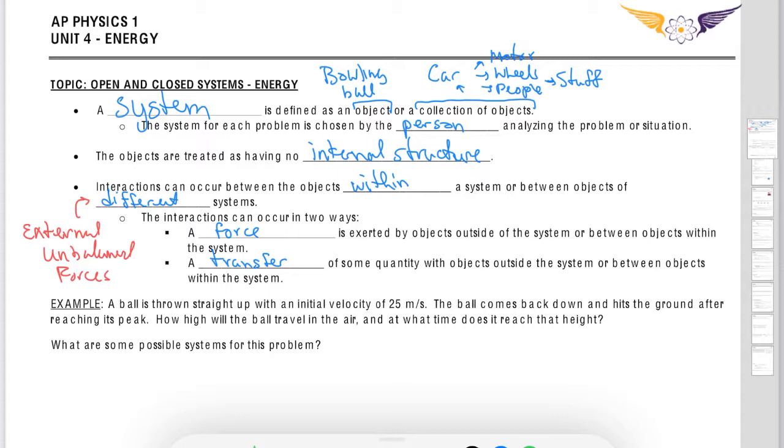Now, when we talk about force, this was unit 2. And when we talk about this transfer of a quantity, this is unit 4. And I wanted to actually write something right there. These transfers are where we're going to focus here in unit 4. And that quantity that we're going to transfer is energy.